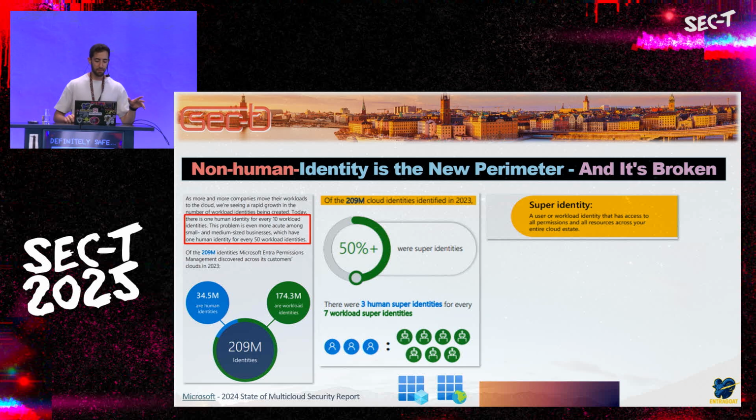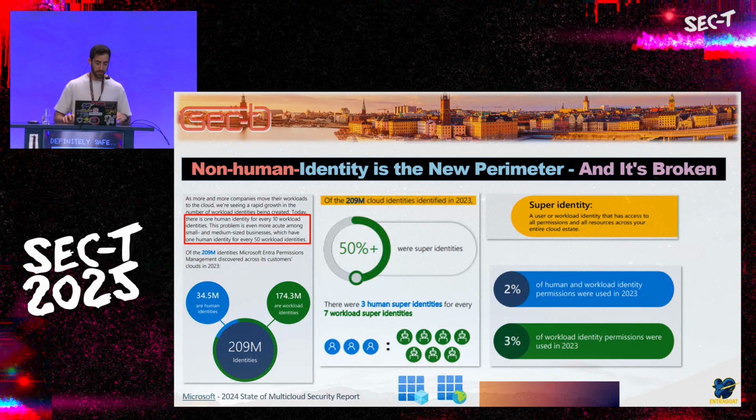And for every 3 human super identities, there are 7 workload identities. They also mention a bit more data: only 2% to 3% of the overall assigned permissions are being used. So we have a ton of super identities, and we assign too many permissions to them. And by the way, guys, this report is by Microsoft, right? They created this product.